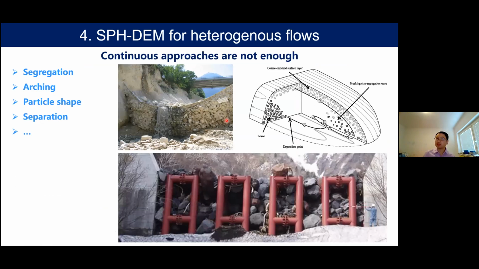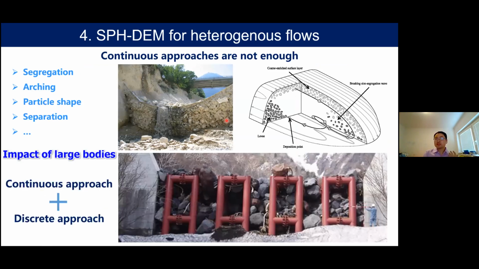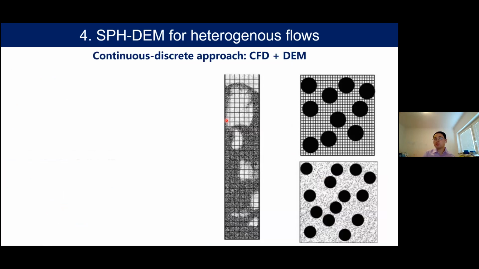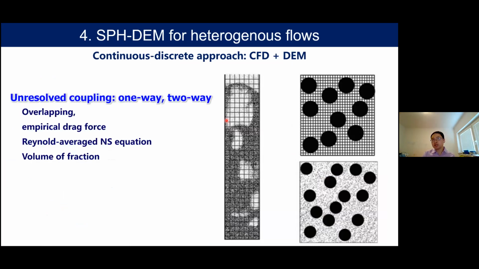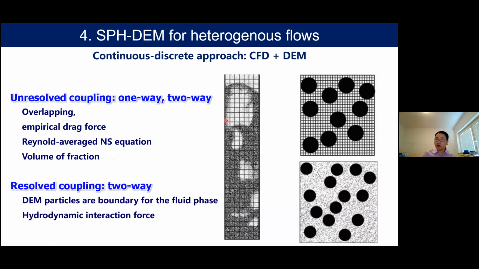It cannot be simulated using a continuous approach. So we need to model explicitly the impact of large bodies. So we need to use a continuous approach and a discrete approach. And there are different ways to couple SPH as the fluid solver with a discrete element solver. We can use unresolved coupling, which is usually used in chemical engineering, but the resolved coupling is more accurate, which treats the particles as a boundary of the fluid phase.